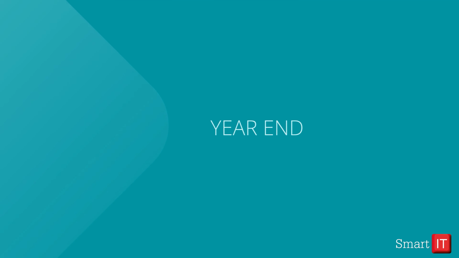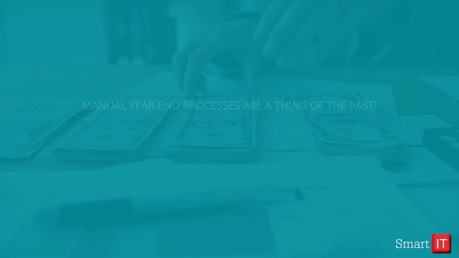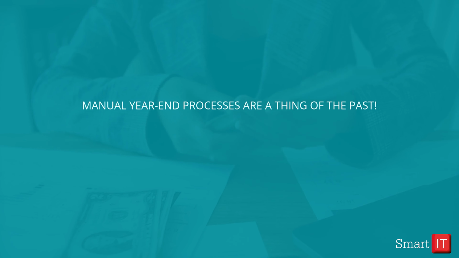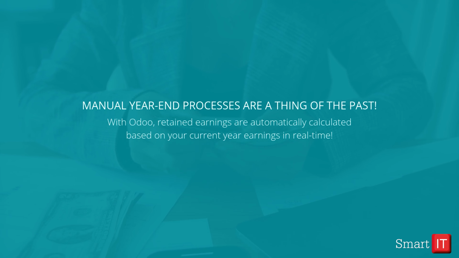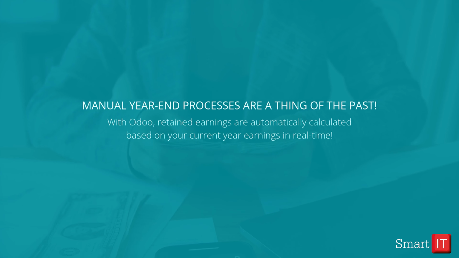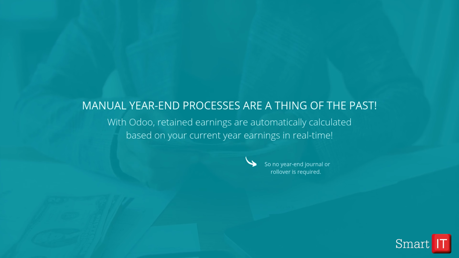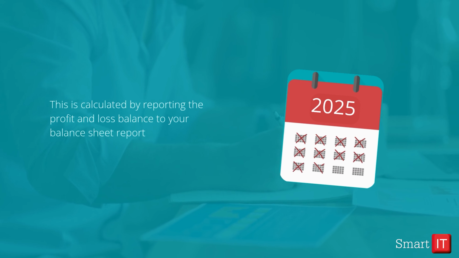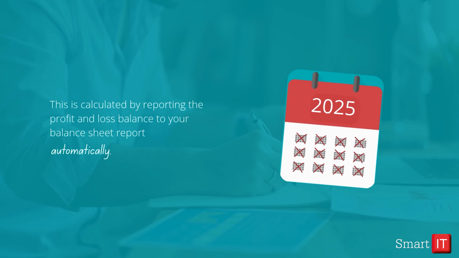The final topic is year-end. Manual year-end processes are a thing of the past. As with Odoo, retained earnings are automatically calculated based on your current year earnings in real time, so no year-end journal or rollover is required. This is calculated by reporting the profit and loss balance to your balance sheet report automatically.